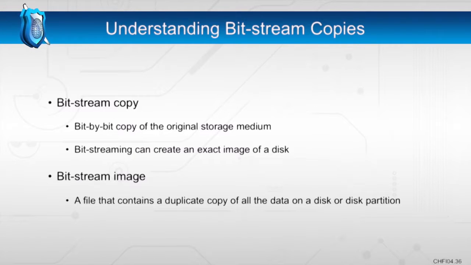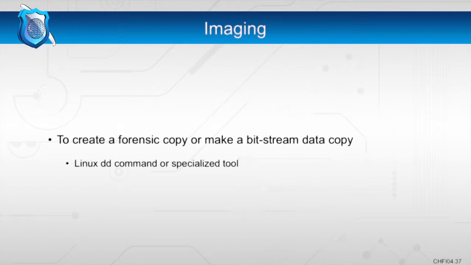Let's talk about write protection along with that. So bitstream copies, bitstream image is the same thing. When you do the bitstream copy, you are copying bit by bit. When you deliver it to a particular drive, you're creating a bitstream image. So you do bit by bit, and it results in an image. Now, again, imaging is to create a forensic copy or make a bitstream data copy. Those are all synonyms that you're going to run into. From an exam standpoint, you need to know all those synonyms because they're going to try and confuse you a little bit. So know those synonyms for yourselves.